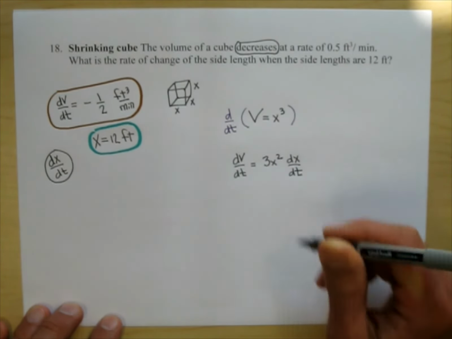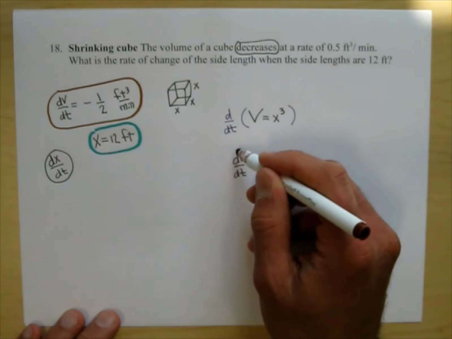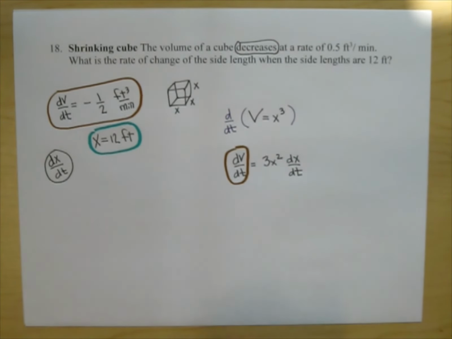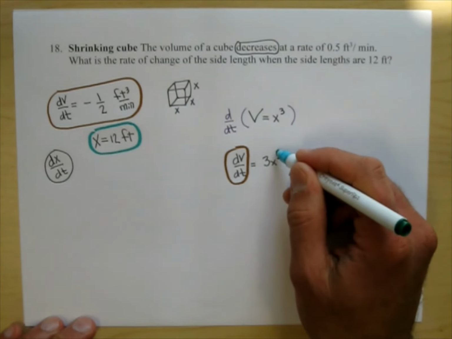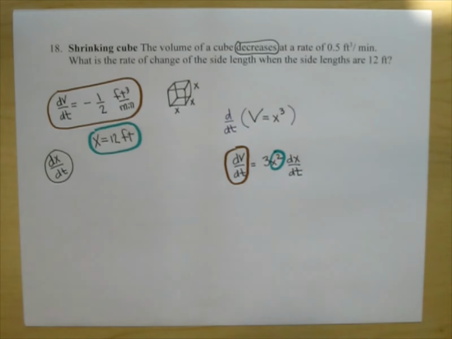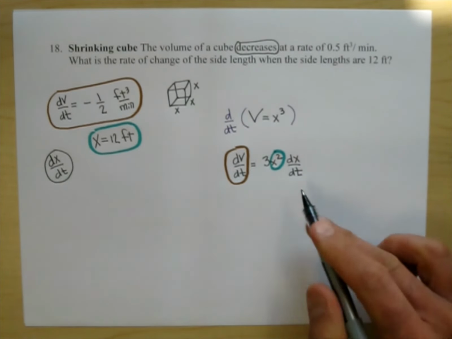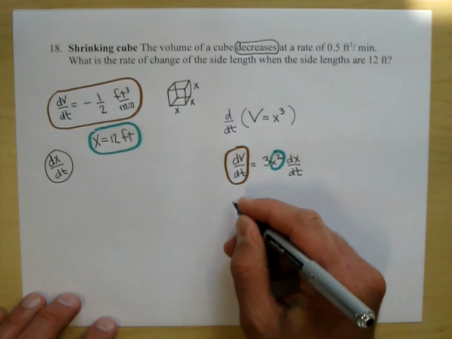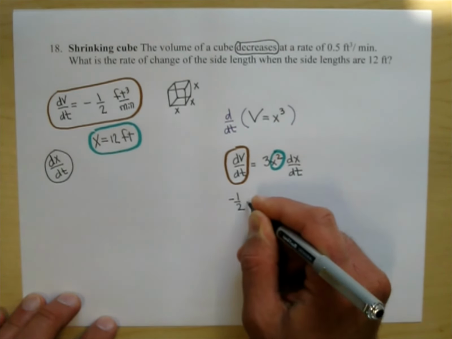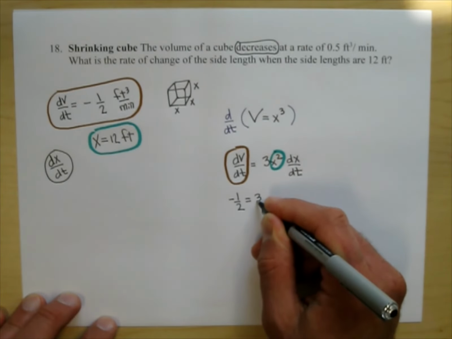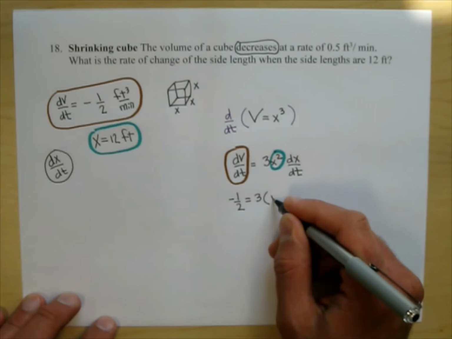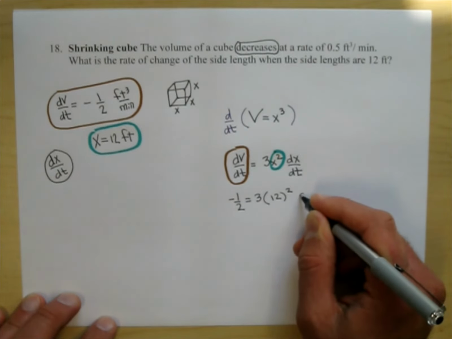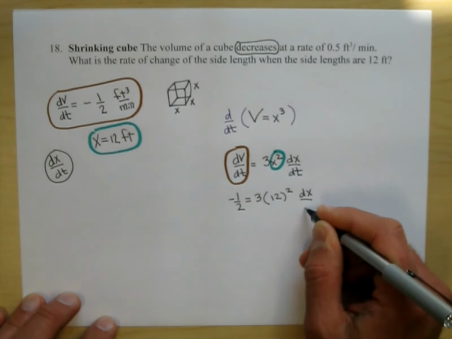So let's see what we have here. dV/dt, we know what that is. I'll circle that in brown. That's negative 1/2. And we know what x is, so we'll know how to do x squared. And there it is, dx/dt. We don't need to cough up another equation. We can finish this problem. So I have negative 1/2 equals 3 times x squared dx/dt.